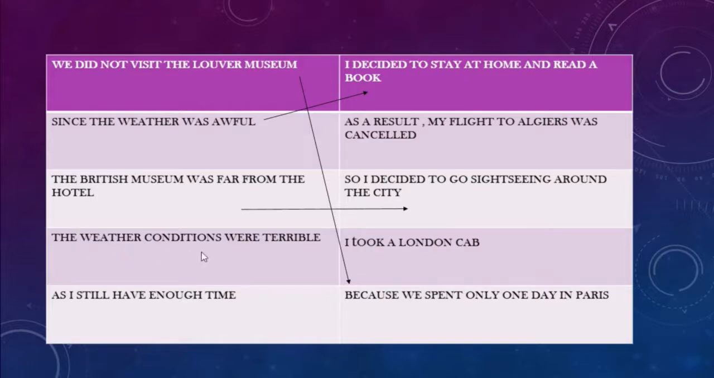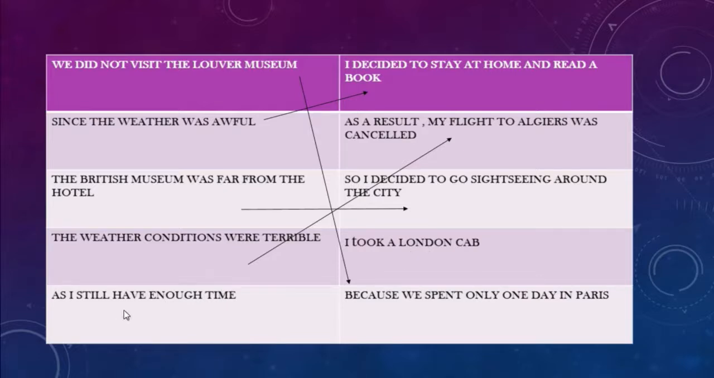The weather conditions were terrible. So, which one? I hope you have answered with me. Now, this is the answer. The weather conditions were terrible. As a result, my flight to Algiers was cancelled. Very good. Now, the last sentence and the last answer.